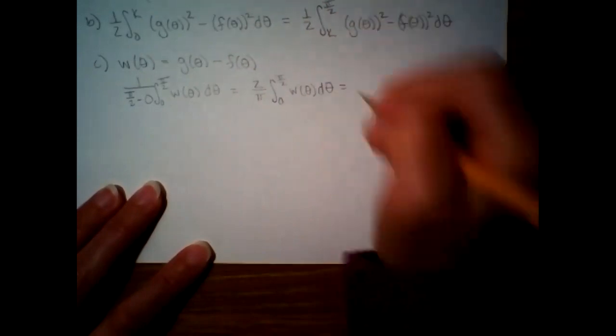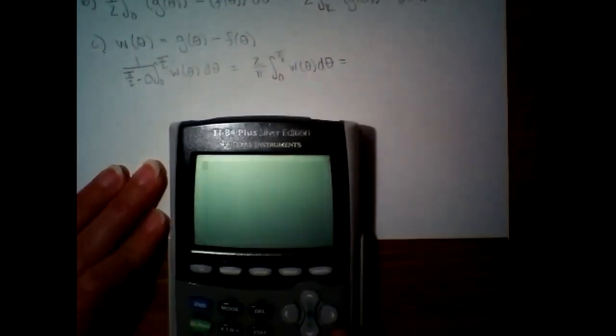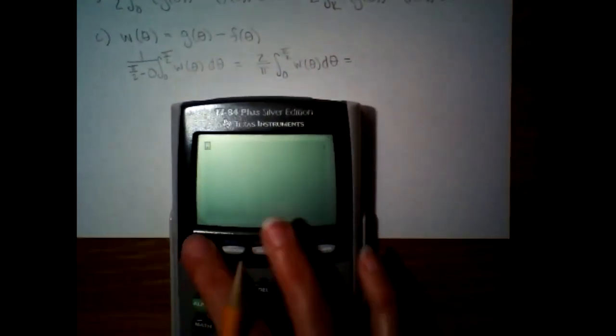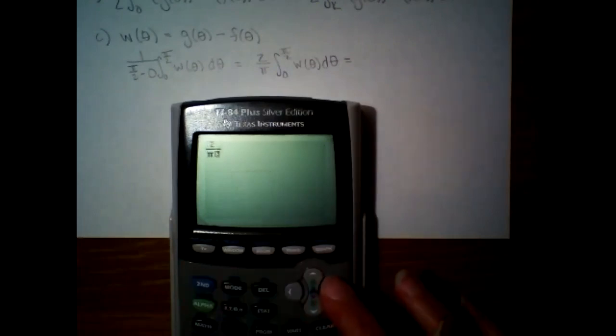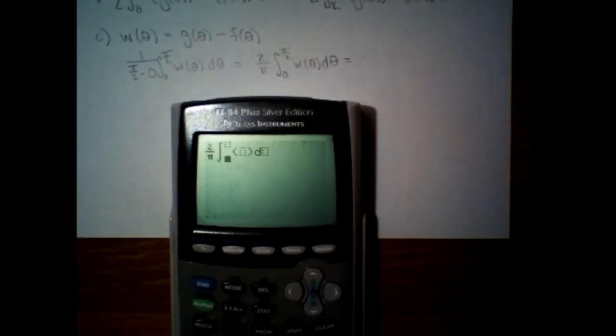All right, so now we have the job of typing that in the calculator. So out front, we're going to have 2 over pi, and then the integral from 0 to pi over 2. And then W of theta was g minus f. So let me go back to the other tab and get those. All right, so g is 2 cosine x. I'm just going to say x instead of theta.